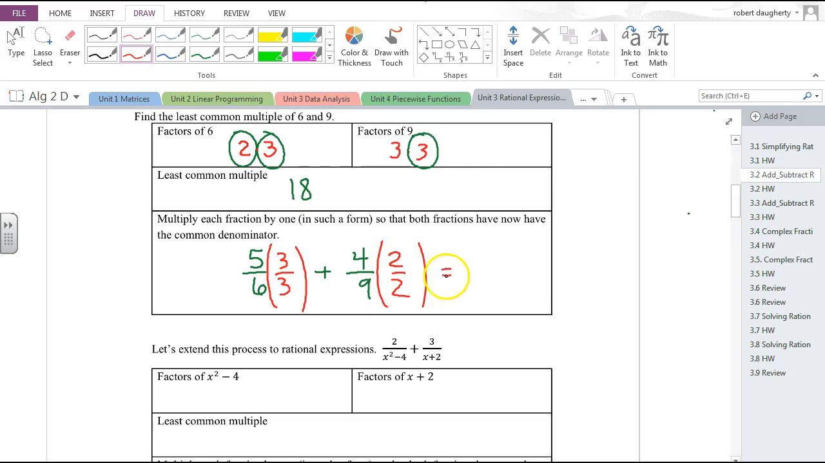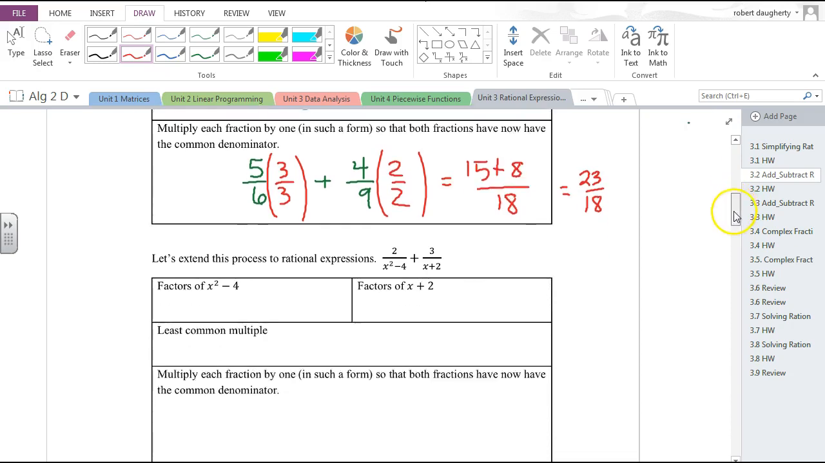So this will be 15 plus 8 over 18, which is what? 23/18, okay? So that was just the warm-up to say, remember how we did this back in the day, okay? You find a common denominator, and then you may have to multiply the fractions by 1 in different forms to get that common denominator. Then you can combine things by adding the numerators together.